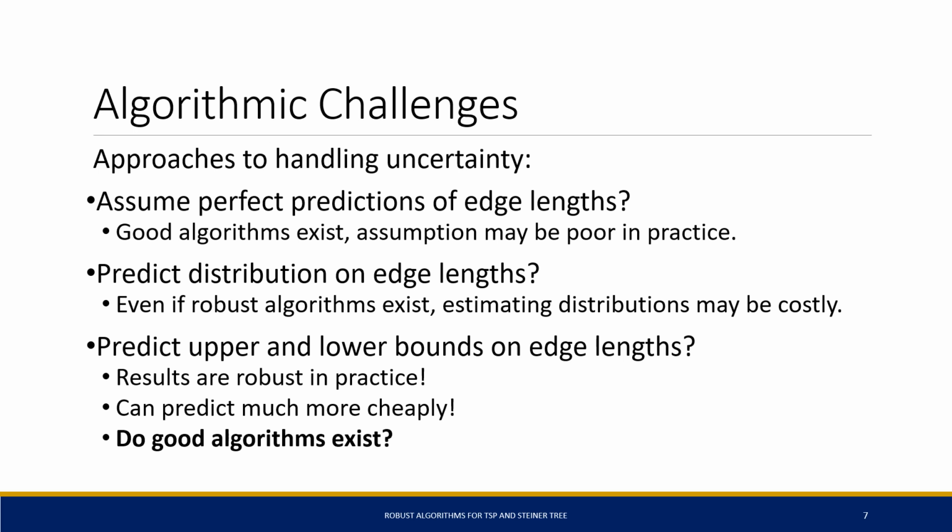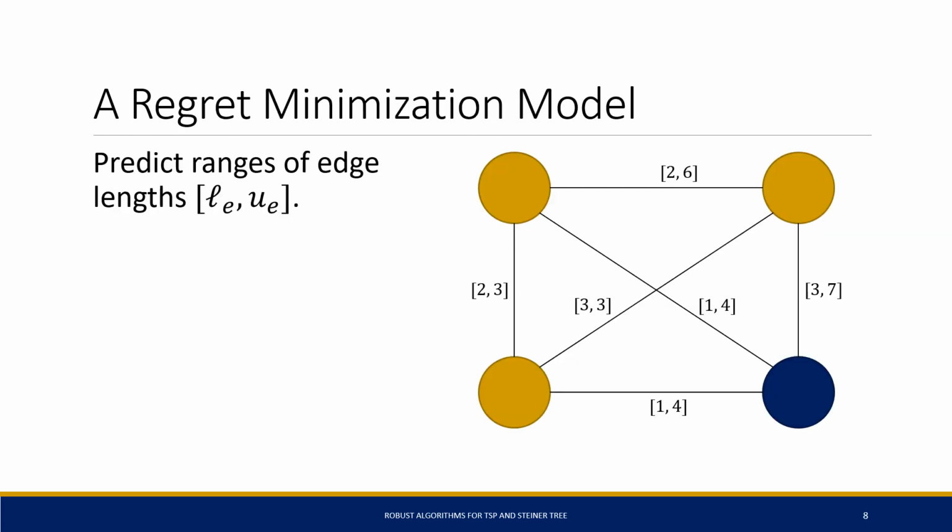So the main downside and the challenge that we try to address in this talk is it's unclear if good algorithms exist in this model. So let's formalize the model that we'll be using through this talk. I'll call this model a regret minimization model. In this model, when we get the graph, we don't have specific edge lengths. Instead, we have a prediction for a range of edge lengths. So for edge E, I'll denote the range of possible edge lengths as LE to UE.